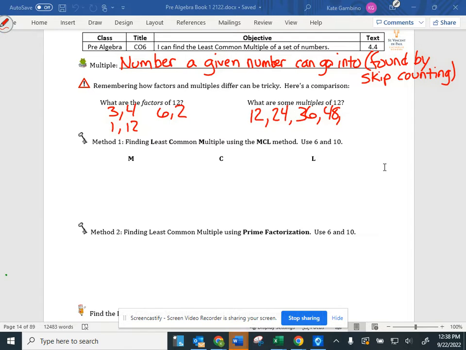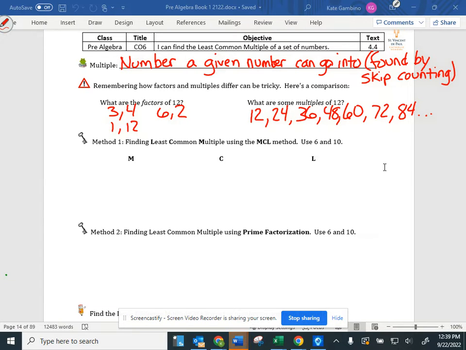Then what, Hugo? 60. Then what, Emily? 72. Then what, Alexis? 84. And we can go on and on and on infinitely, skipping by 12s. So that dot, dot, dot means it keeps going and going and going.